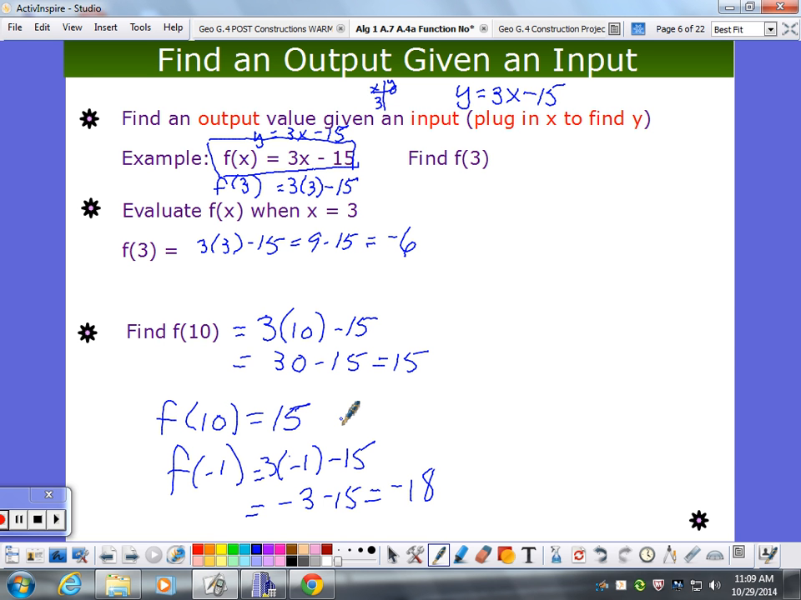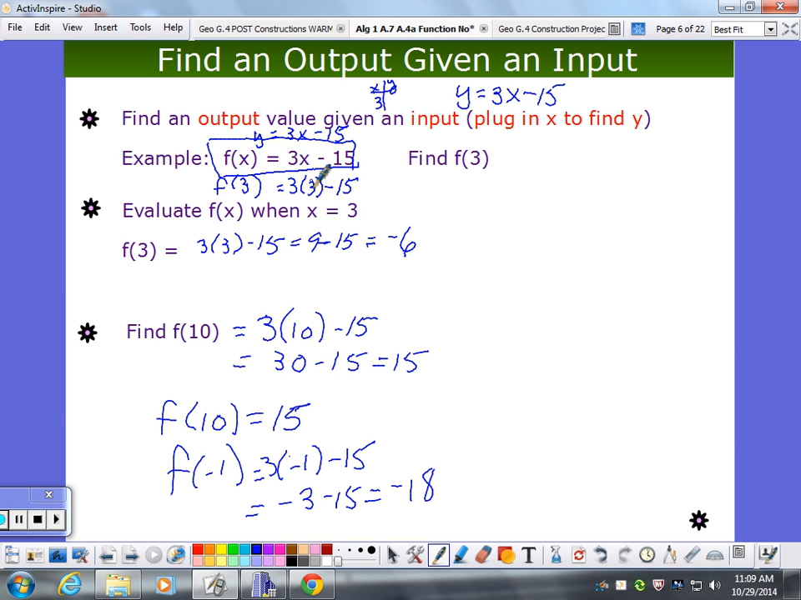What do you mean? Why am I putting the 3 in here? Because it's 3x minus 15. So I plugged in my 3. That equals 9 minus 15 equals negative 6. I'm just evaluating at x is 3.